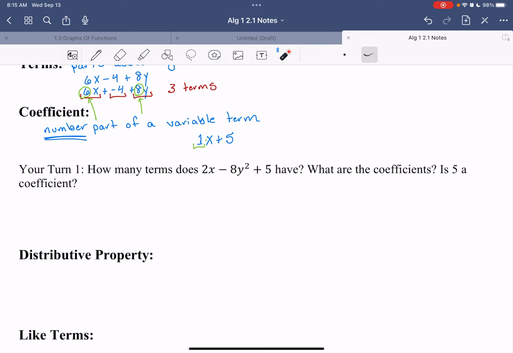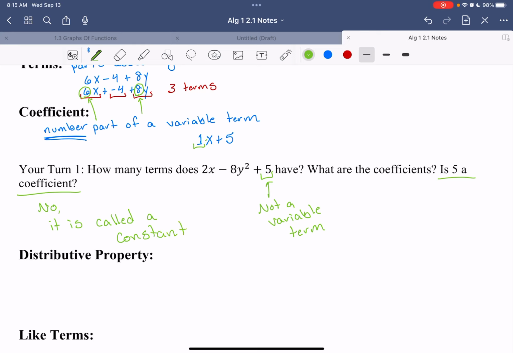Okay. All right, now that you've done that your turn problem, I want to talk about that number 5. That number 5 is not a variable term. Okay, so do we call it a coefficient? No. So this last one, is 5 a coefficient? No. It is called a constant. Because it does not change. That 5 is always 5, regardless of what the variable is.